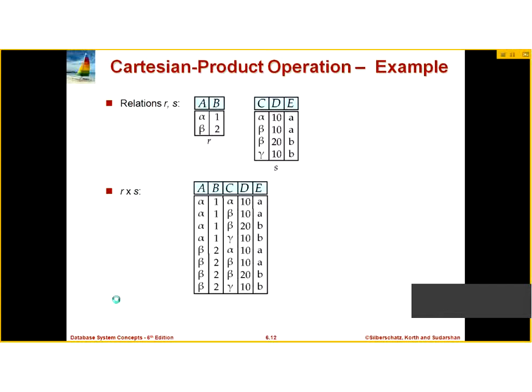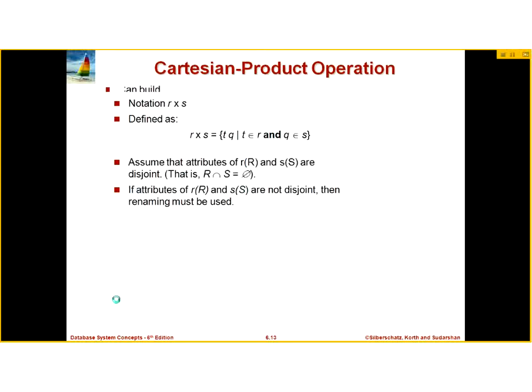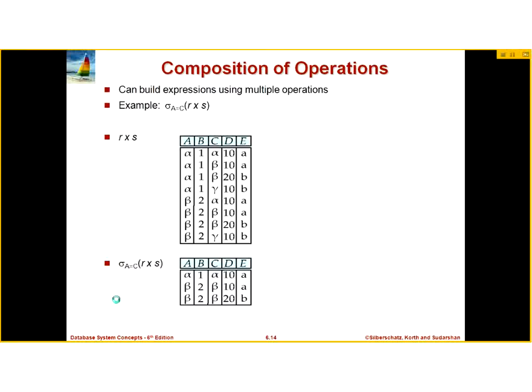Then you have a Cartesian product operation. For example, if you have R and S, you'll combine each row of R with each row of S, and in this way you'll get a relation which is merging or combining both the relations.